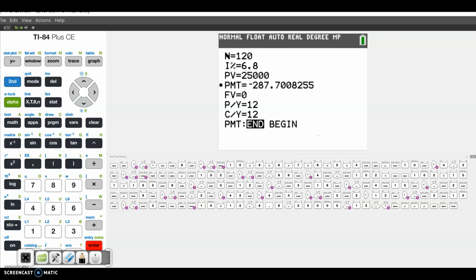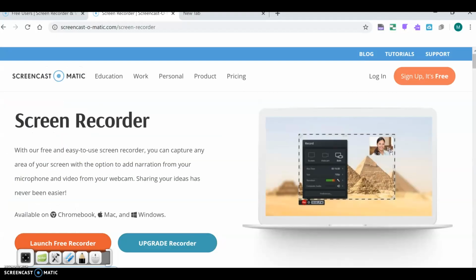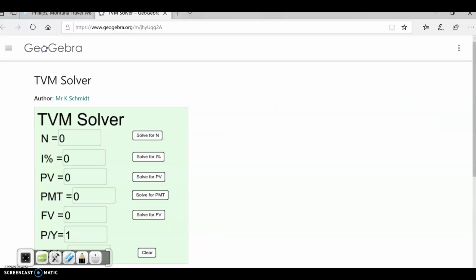Now, I'll put this link in the planner for you. But when you're doing this, there's also the TVM solver in GeoGebra, where you can actually type everything in. So we set our N.